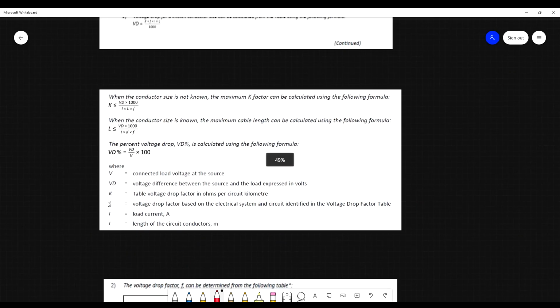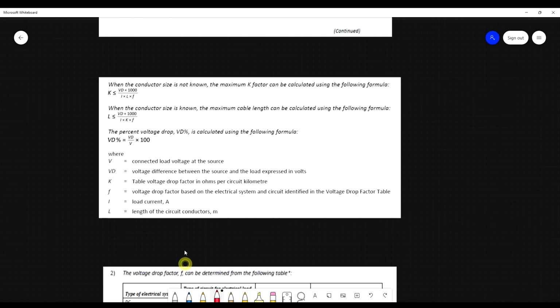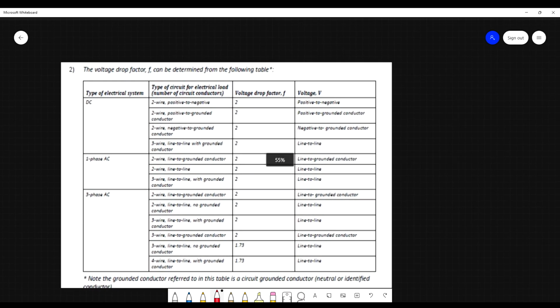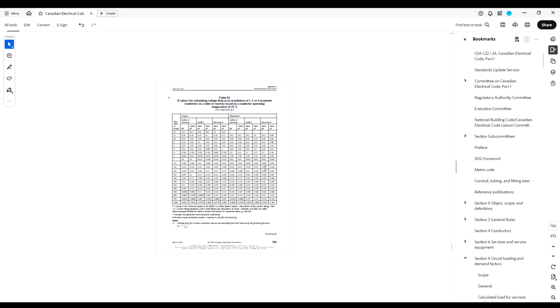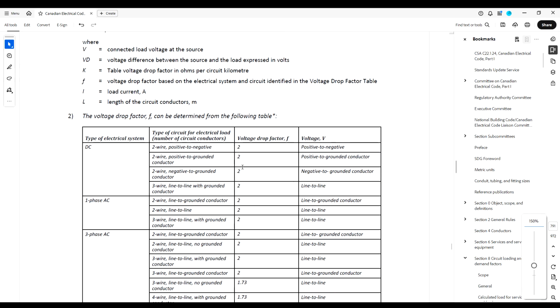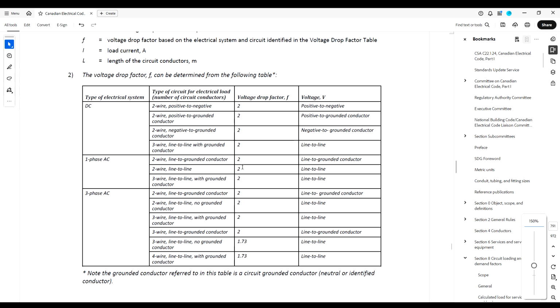But I do want to look at the F, the form factor, or the voltage drop factor. This is new as well in the new code book. And maybe it would be easier, I don't know, let's see here. If I bring over my code book, maybe it'd be clearer for you if I do that. I'll just zoom in. I think this is a lot cleaner for you. How's that? The voltage drop factor, F, can be determined from the following table.